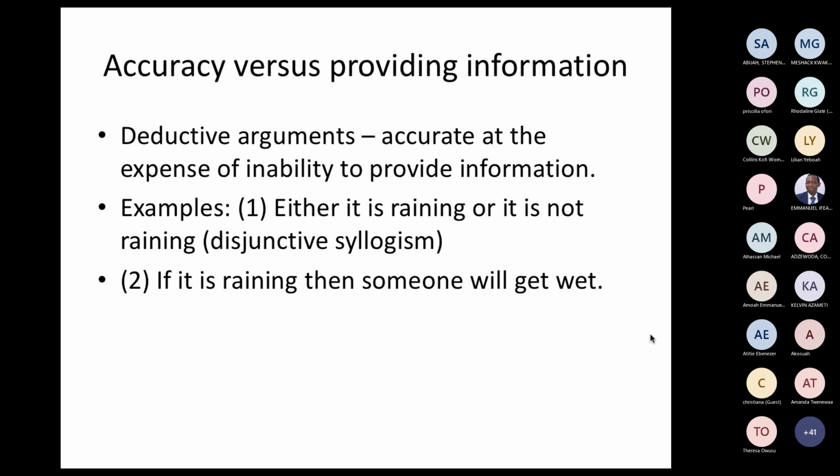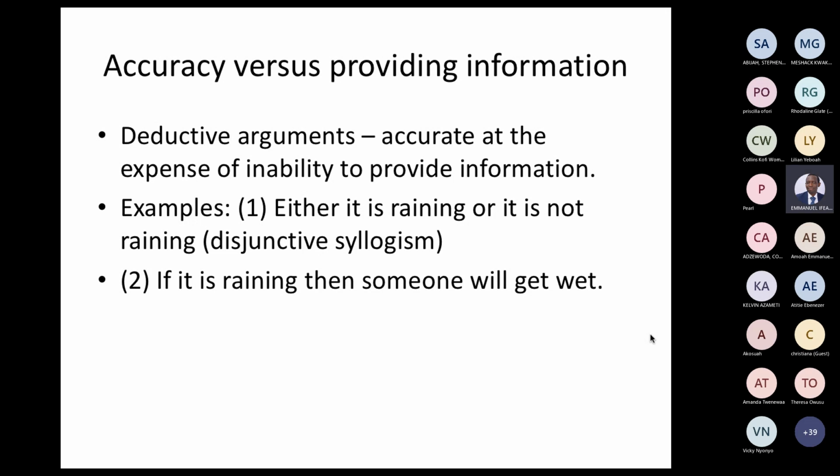Now, to compare deductive and inductive arguments, let's look at the issue of accuracy versus providing information. Deductive arguments are accurate at the expense of the inability to provide information. For example, look at the following deductive statements. Example 1. Premise 1: Either it is raining or it is not raining. That's a disjunctive statement. And then premise 2: If it is raining, then someone will get wet.